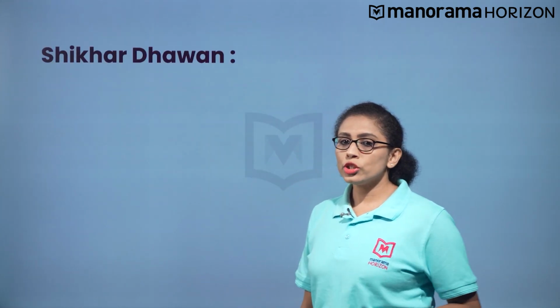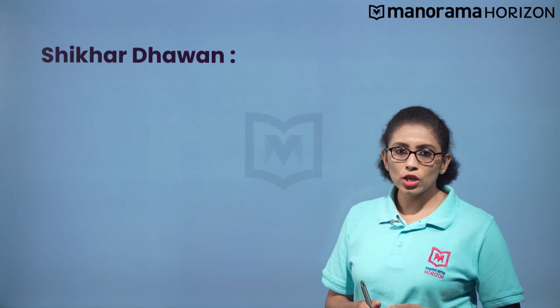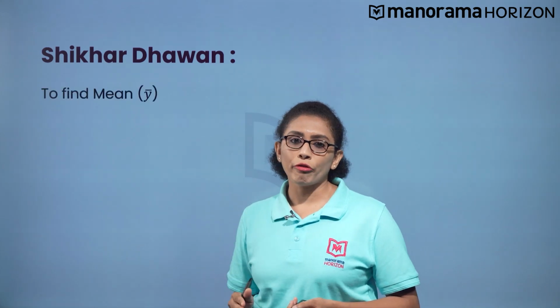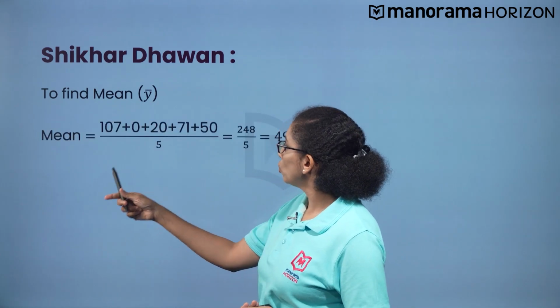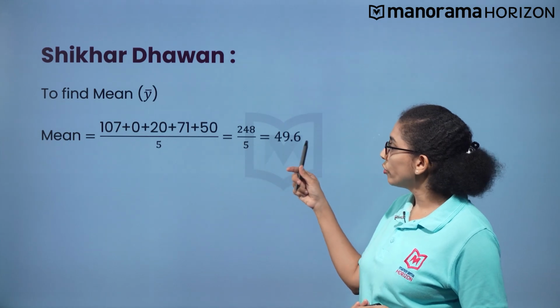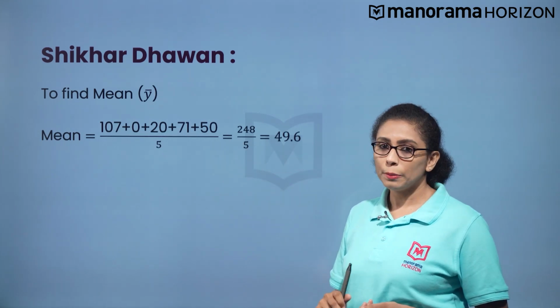Now, coming to Shikhar Dhawan, the mean of Shikhar Dhawan is obtained using the same formula, that is, mean is equal to sum of observations by number of observations. We get 49.6 as the mean.